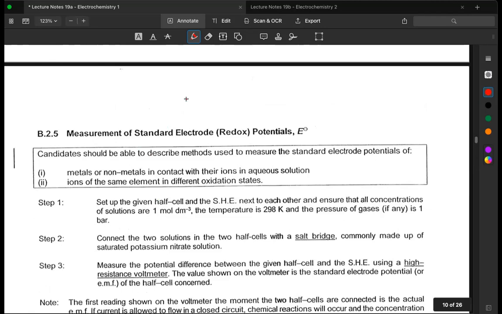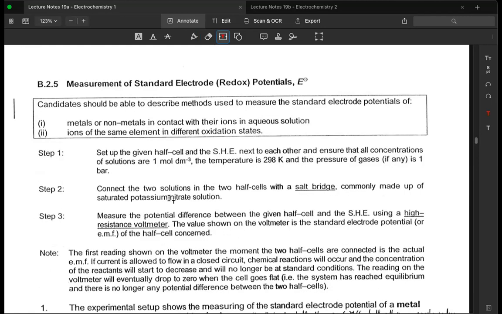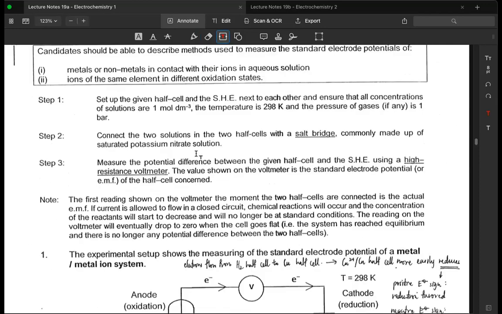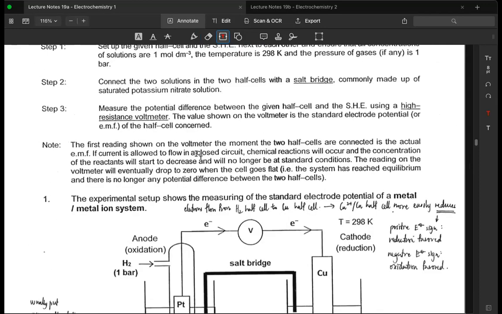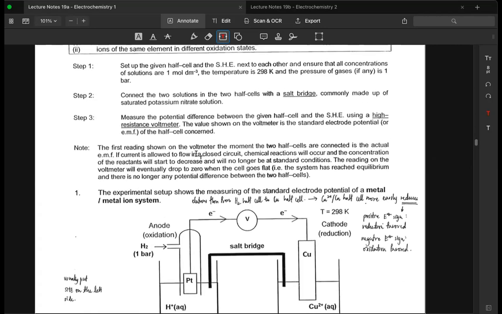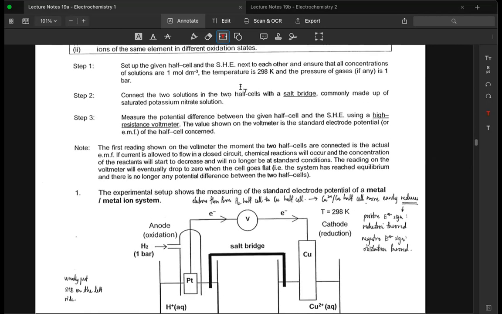Okay, next part is the measurement of the standard electrode potential. So how to do it, what are the steps involved? We're going to talk about the salt bridge very soon. So first of all, you set up the half cell and the SHE next to each other, as shown in the diagram below, and ensure that their concentration is standard at 1 mol per dm cube, standard temperature, standard pressure if there's any gas.